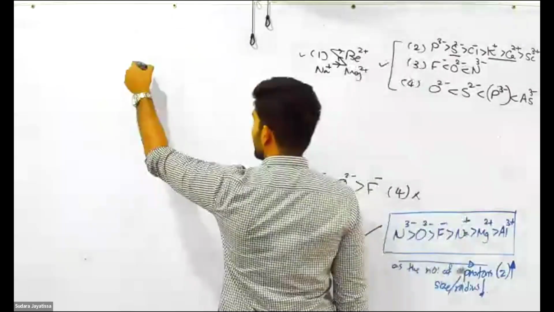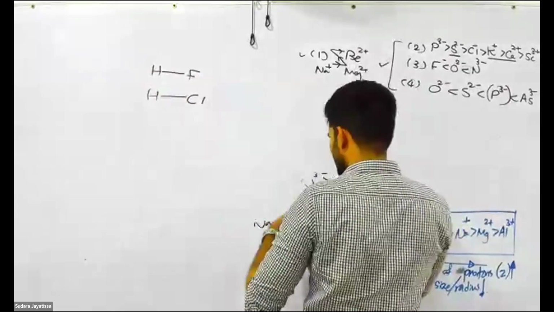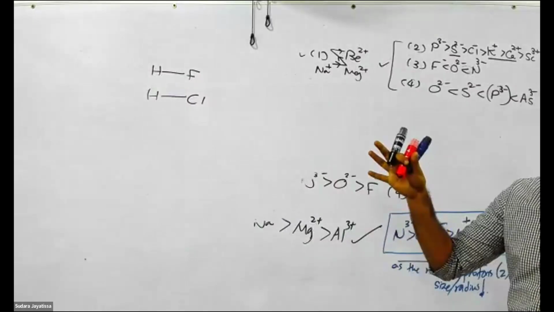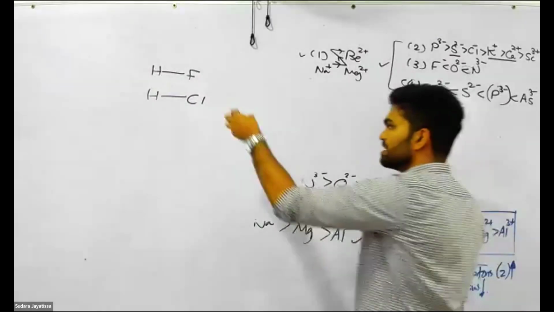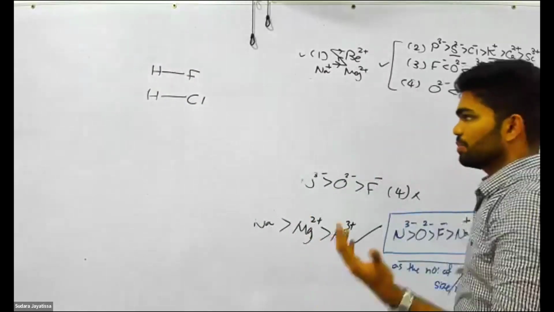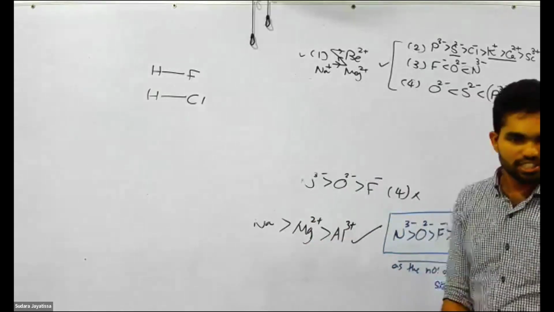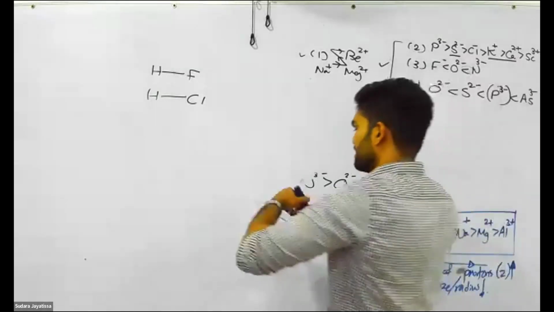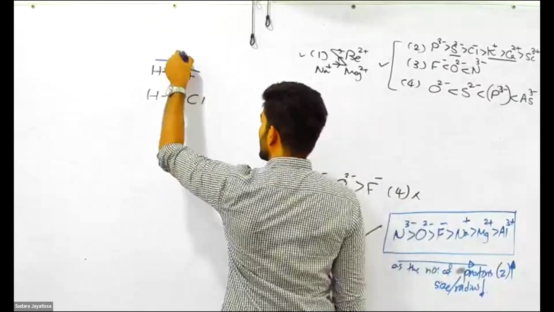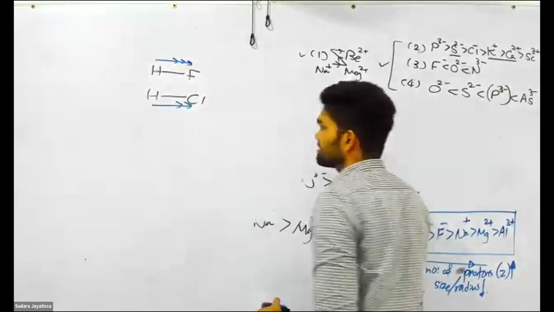So now if you take HF and HCl, hydrogen is common. You know these halogens. Halogens are the group 17 elements: chlorine, bromine, iodine, like that. These halogens are more electronegative than hydrogen. Fluorine is more electronegative than chlorine. So here you can put a diagram like this.